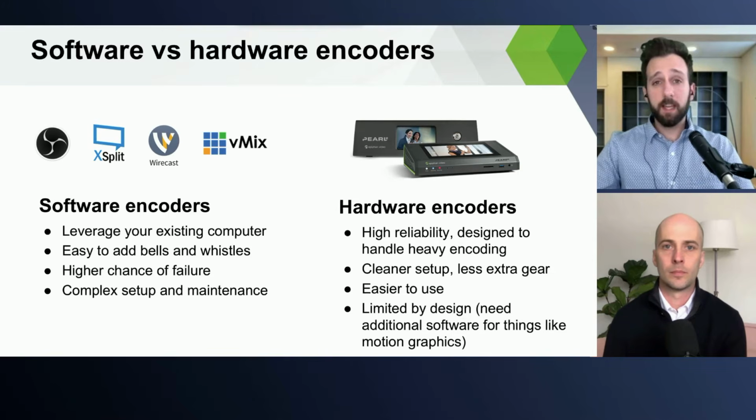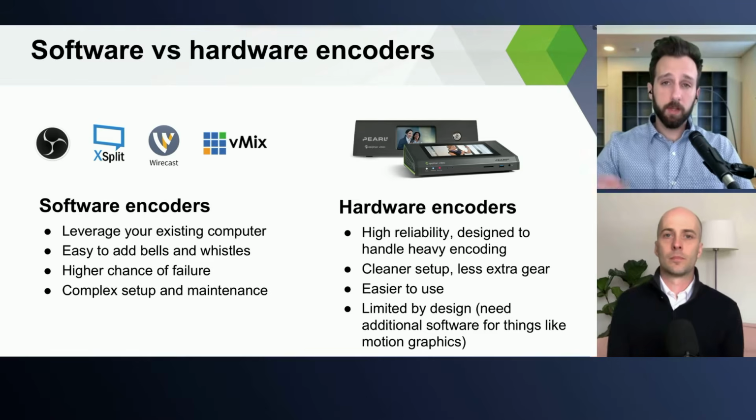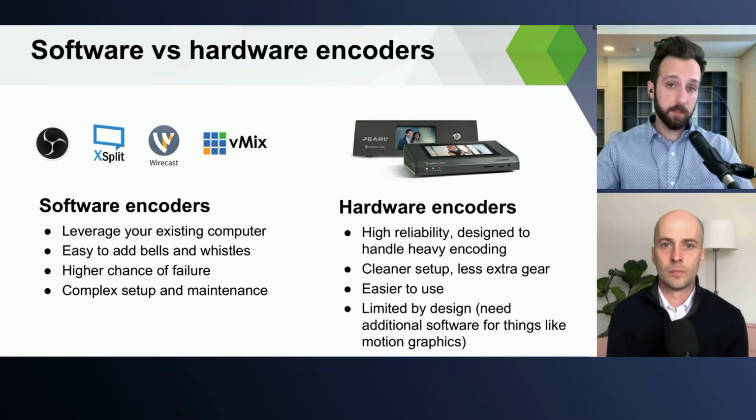When you have a dedicated hardware encoder, something like Pearl, or some of the other hardware encoders available on the market, it tends to be more reliable because they've been designed and built to handle that specific job. And that's its only job. It'll take those video and audio sources, you can combine them and create custom layouts and that setup. It tends to look a little bit cleaner.